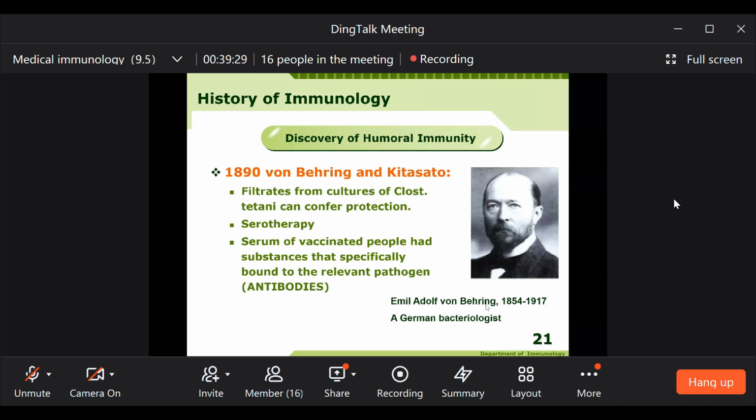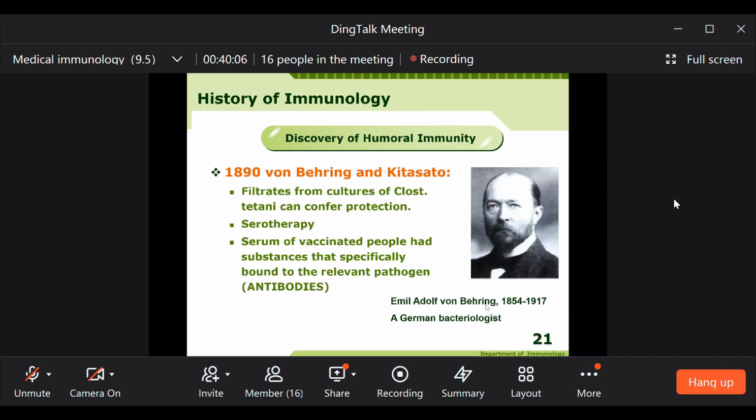And this is serotherapy. At first, somebody was infected by tetanus, and in this body, some time later, the body had produced some antibody in the serum.